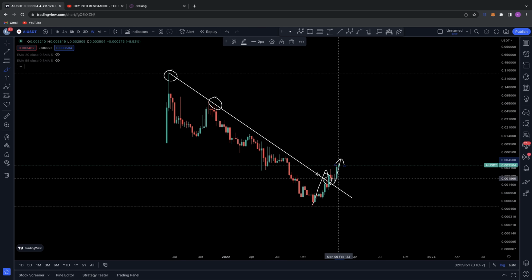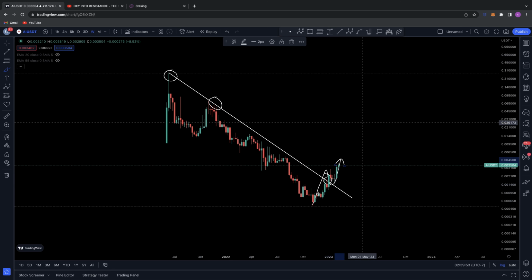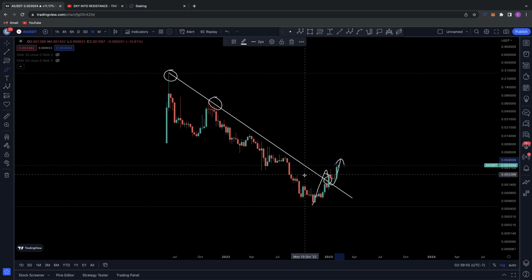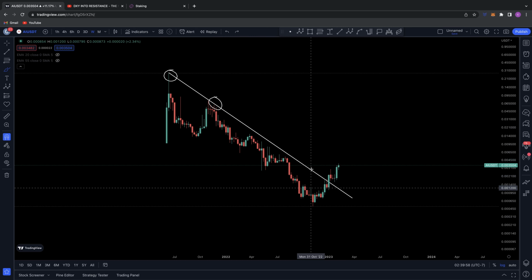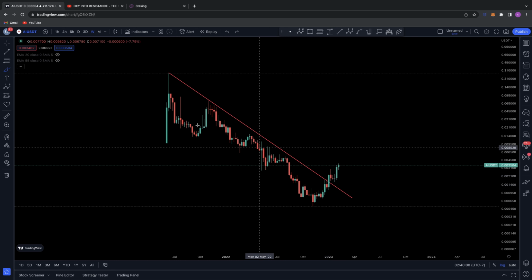So, you know, has this project bottomed? Is it already looking to move impulsively? If you look at it from this point of view, potentially yes, it is. Okay, so that's one trend line that you could say you could be looking for confirmation.